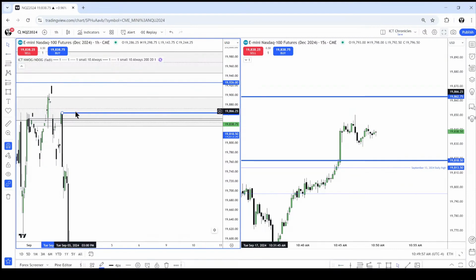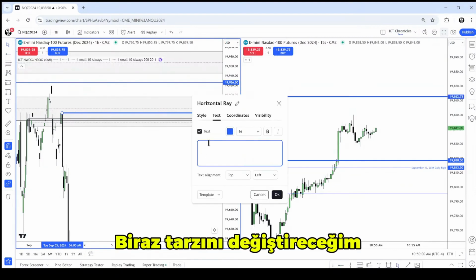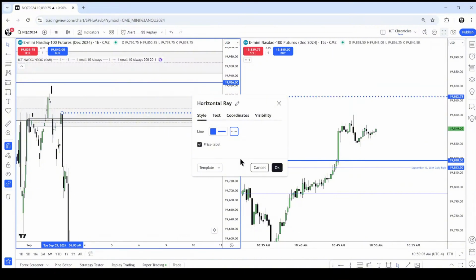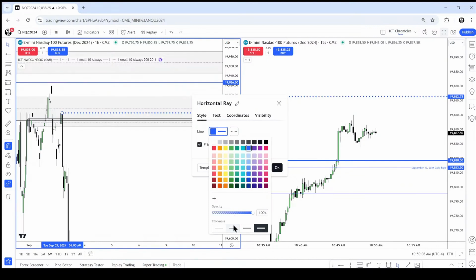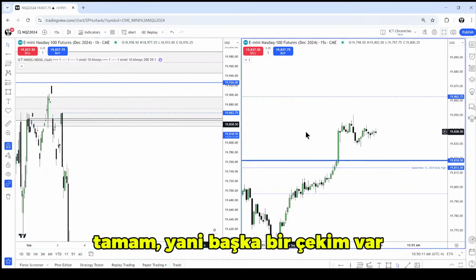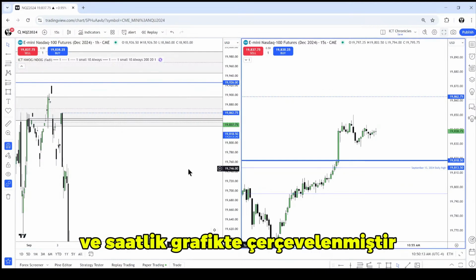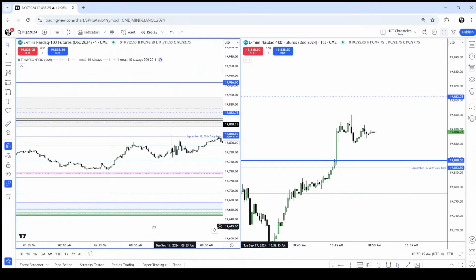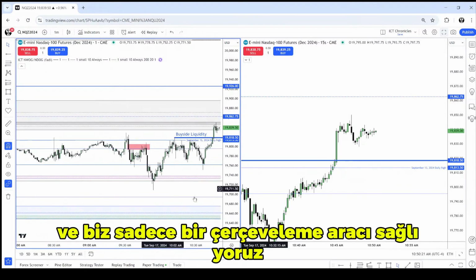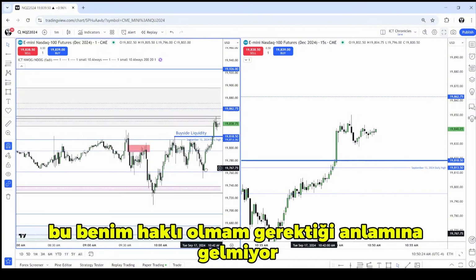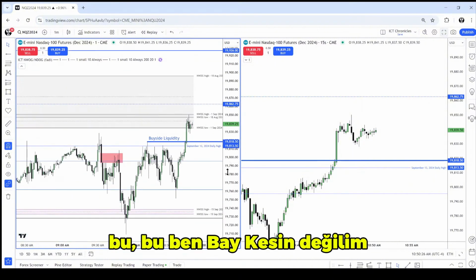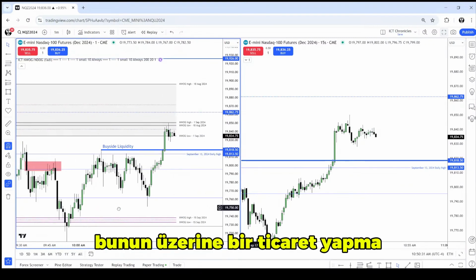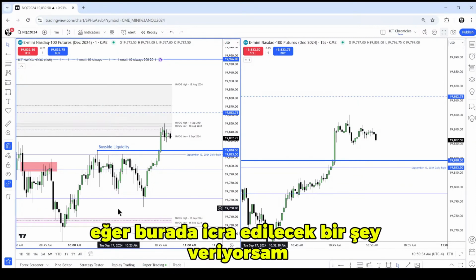So now that level, I'll change its style a little bit so that you can see it differently. All right, so there's another pool of liquidity, buy side, and it's framed on the hourly chart. And all we're doing is providing a means of framing an exercise. That's all it is. It's not about I've got to be right. It's not I'm Mr. Precise. It's not about you making money. Do not monetize it. Don't take a trade on it. If I'm given something here to execute on.